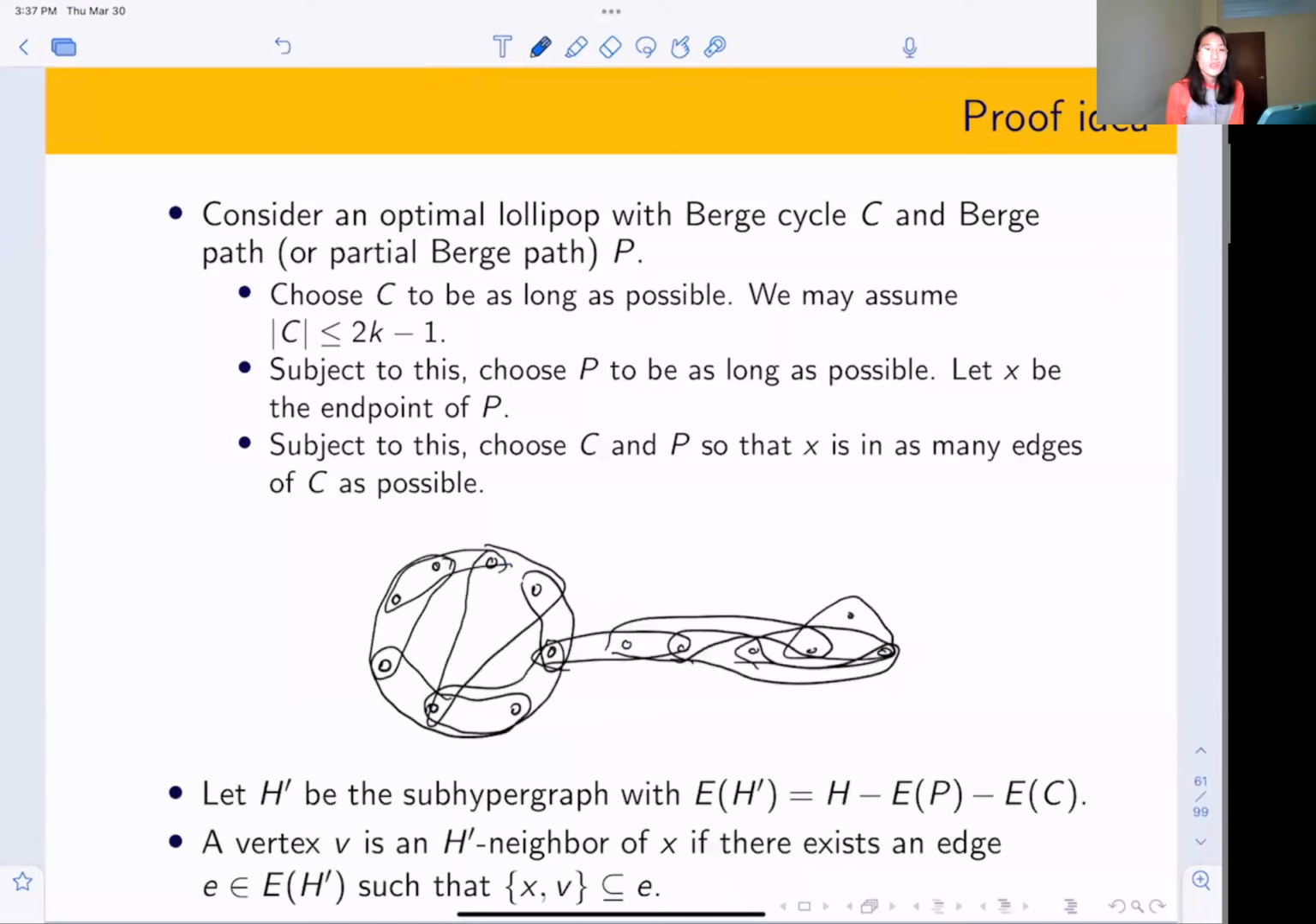Okay. So now after I choose my lollipop, I can define H prime to essentially be the rest of the hypergraph. So every edge which was not used in either the cycle or the path part of the lollipop. And if I have a vertex V and a vertex X, we say that they are H prime neighbors if there exists an edge in H prime which contains the two of them. So some edge which is unused by the lollipop. And our goal is going to be to use those edges to get some contradiction by showing that we can find either a longer cycle or a longer Berge cycle or a longer Berge path.